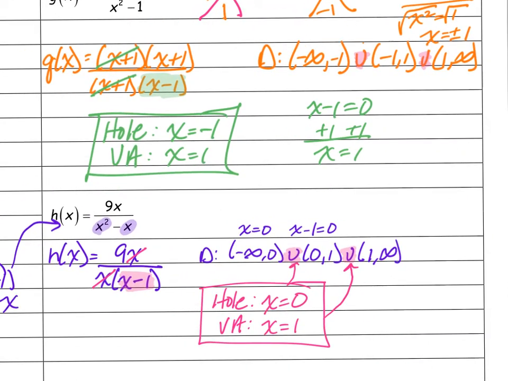So that's it for this week, and how to find the domain and the vertical asymptotes and holes. I believe that you have a Delta Math assignment that covers both of them together, so you only have one Delta Math assignment this week.